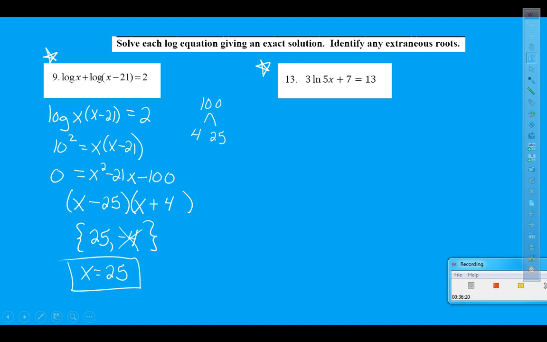Believe it or not, 13 and 14 are a lot easier. So if you think you're golden, you can stop the video and get working. Otherwise, it's going to take me about a minute to do each of them.